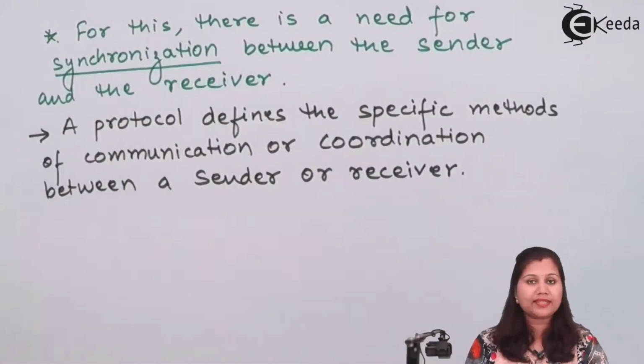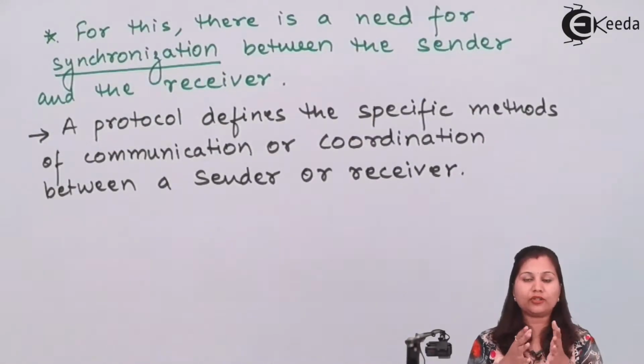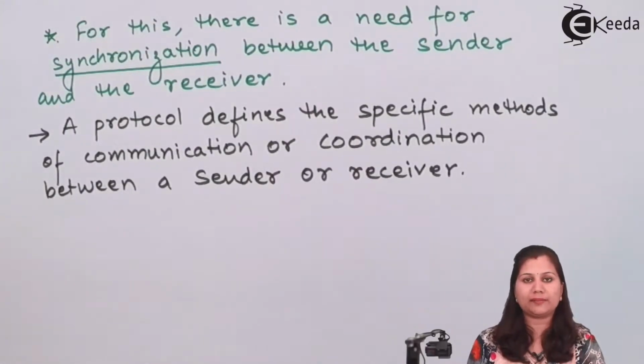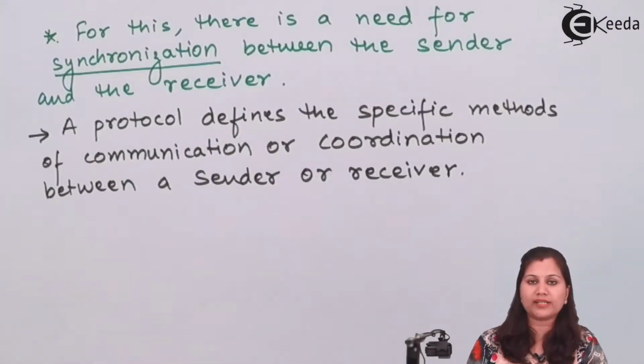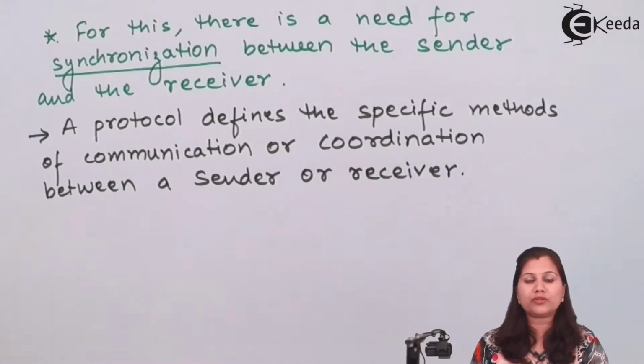Now, as I have said, there is always a need for synchronization between the sender and receiver, so that this whole process of data transmission can work in a proper way. So for this synchronization, there are two types of serial data transmission, defined on the basis of synchronization, known as synchronous data transmission and asynchronous data transmission. These two types are also known as the types of serial data transmission schemes. So we are going to study these two types in detail.